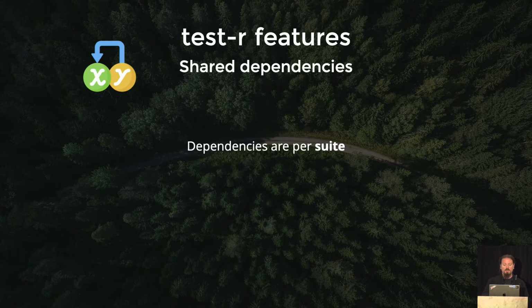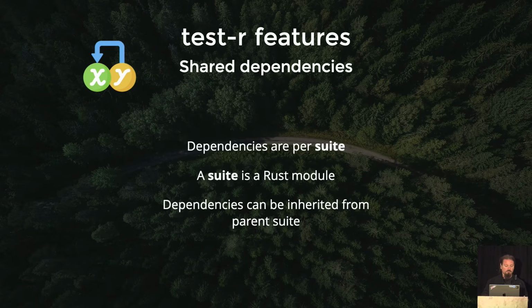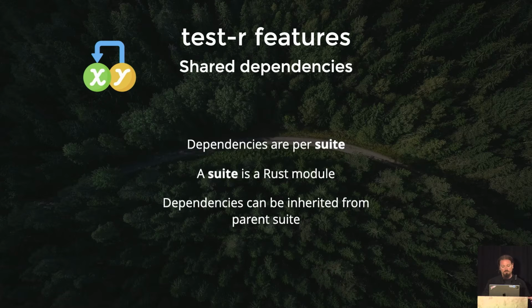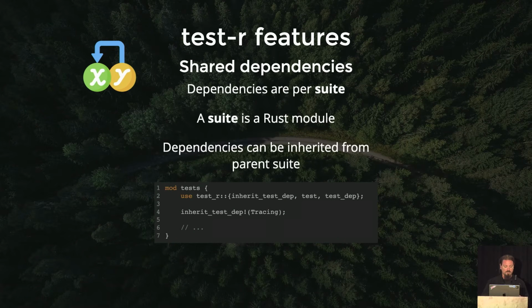The dependencies are per suite, and the test suite in Tester is just a Rust module. So they are going to be created before the first test from this test module starts to execute, and they are going to be dropped after the last test was executed. But you can also inherit these dependencies from a parent module. So in this way, you can create a hierarchy of these things.